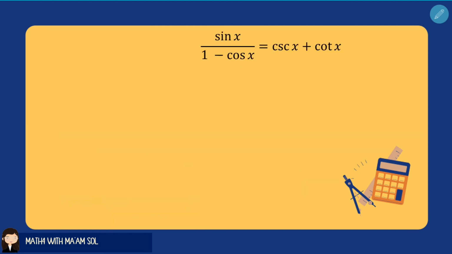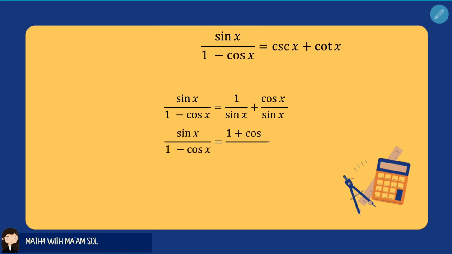Let us prove that sine x all over 1 minus cosine x equals cosecant x plus cotangent x. Here we are going to manipulate the right-hand side. So we write cosecant x is 1 over sine x and cotangent x as cosine x over sine x. Then we combine the two fractions into a single one. So we have 1 plus cosine x all over sine x. We might think that we're stuck here, but what can we actually do?